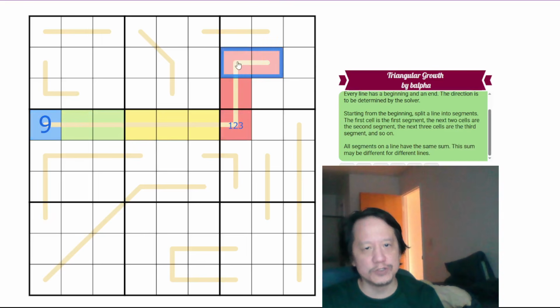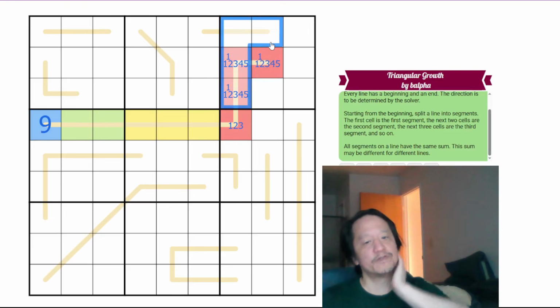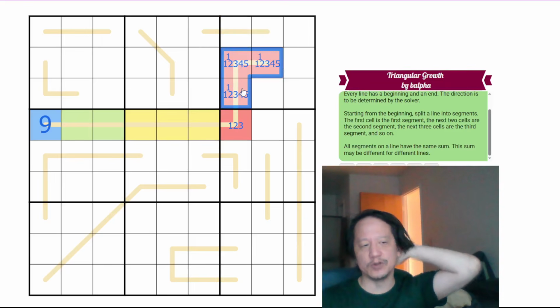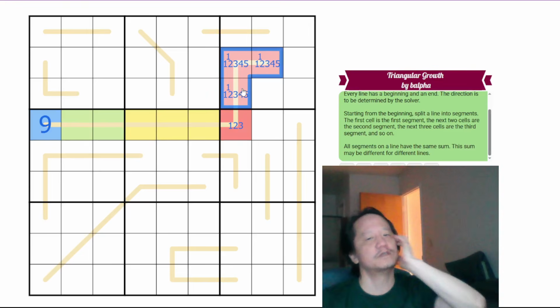That means this could be 1, 2, or 3. This could be 1 through 5, and we have a guaranteed 1 is here. Because 1, 2, and 5 is the maximum you could have, or 1, 3, and 4 is the maximum you could have. Either way, you're guaranteed a 1 here.